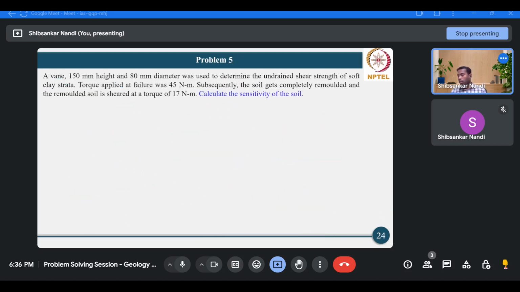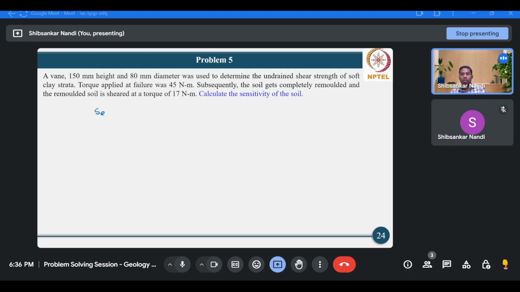Okay, so now we'll take the next problem, and this was related to vane shear test. A vane 150 mm height and 80 mm diameter was used to determine the undrained shear strength of soft clay strata. Torque applied at failure was 45 Newton meter. Subsequently, the soil gets completely remolded and the remolded soil is sheared at a torque of 17 Newton meter. Calculate the sensitivity of the soil. So we'll start with this sensitivity.